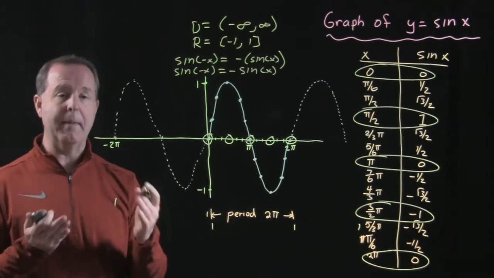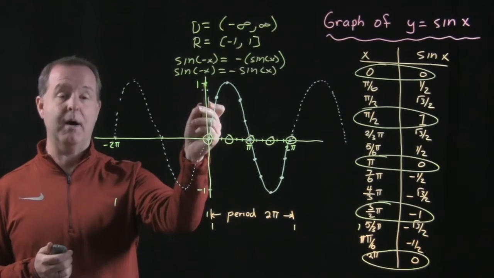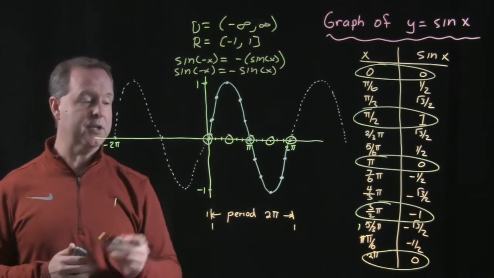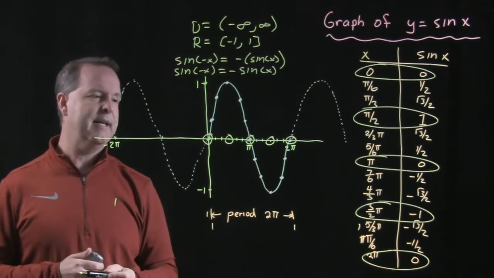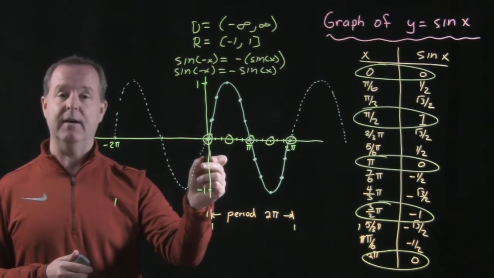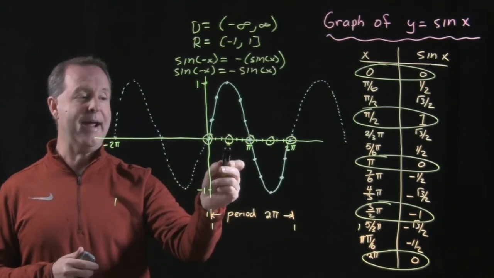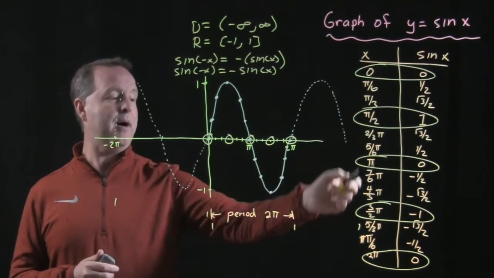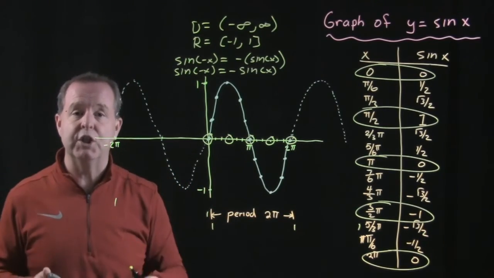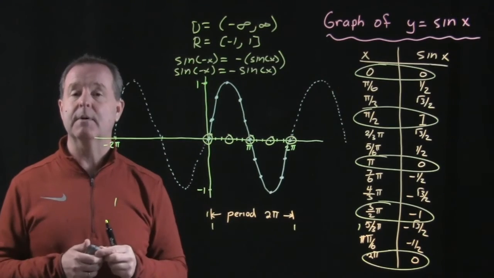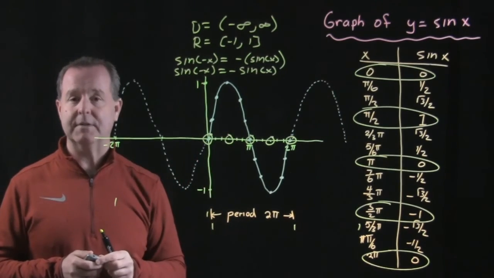And so domain, all real numbers, range, values between -1 and +1. It's an odd function, and this particular function has a period of 2 pi. And I notice that it hits the x-axis at 0, pi, and 2 pi. And I have maximums and minimums at half pi and 3/4 pi. So those are the things I want you to gently begin to become comfortable with as we start to explore what these various graphs look like.